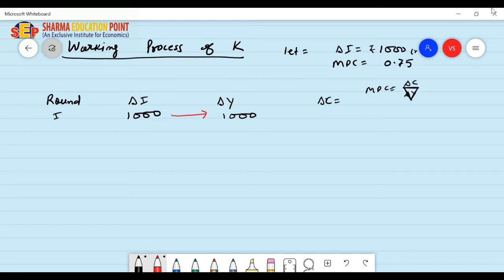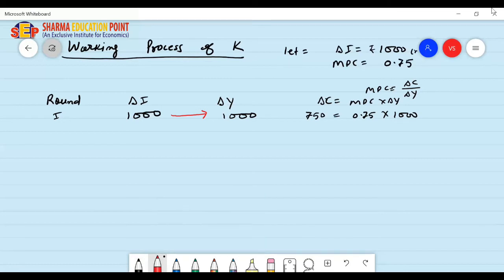So delta C is MPC into delta Y. MPC is 0.75 and delta Y is 1000. So it will be 750. So what is the conclusion here?